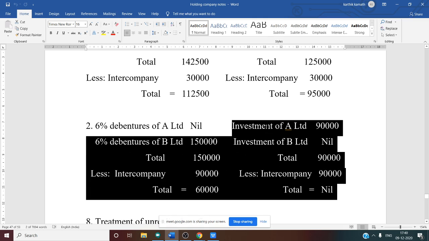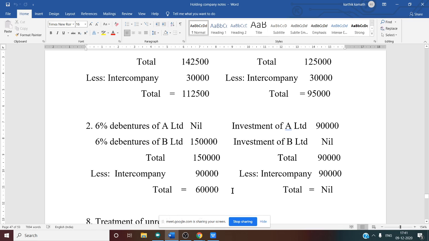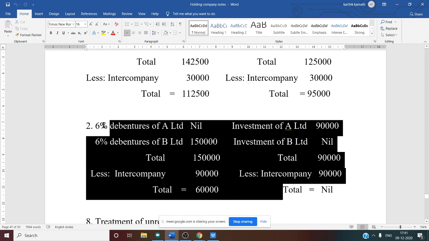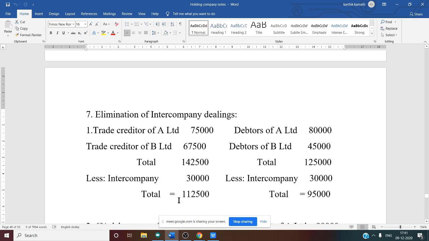Asset side has no value itself, that is why 90,000 minus 90,000 is nil on the asset side. So in the consolidated balance sheet, there is no debenture on the asset side, but the liability side debenture comes at a reduced value. Reduced value means before it was 1,50,000, now it is reduced by 90,000. Now the total amount of the debenture is 60,000. That is the information you have to show on the liability side. This is about working note 7, elimination of intercompany dealing.